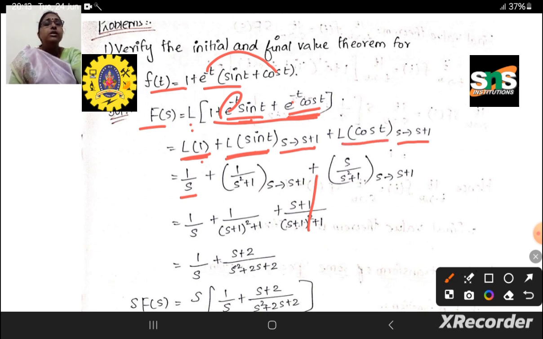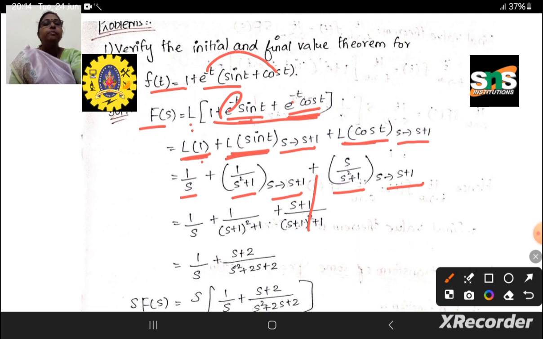After this I write the L of sin t formula here: 1 by s square plus 1, with s replaced by s plus 1, plus L of cos t, which is s divided by s square plus 1, with s replaced by s plus 1. So after this the formulas are over, and all the Laplace transforms are over.